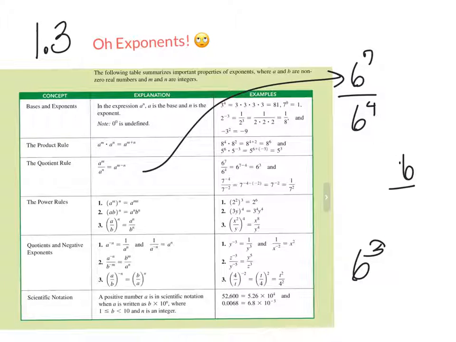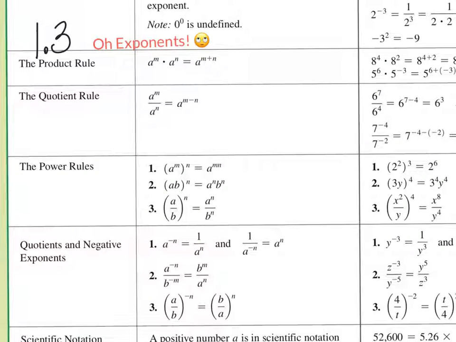Then we have our power rules. So we're going to look at our power rules now. And in these power rules, you have any powered number raised to another power is the same as a to the m times n. So the powers end up multiplying. And we talked a little bit in class about why that is true, okay?